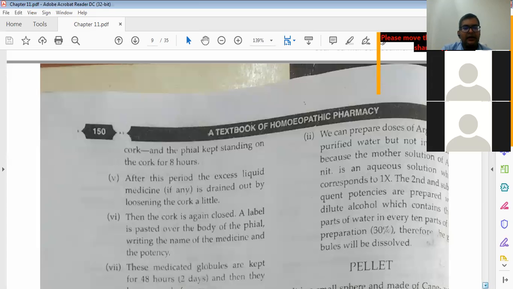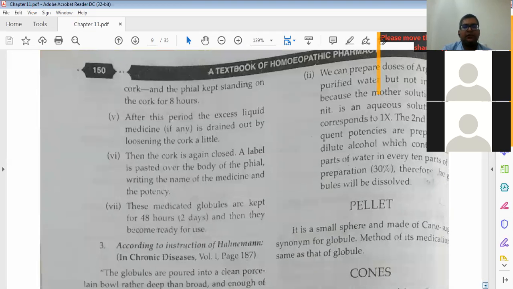After this period, the excess liquid is drained out by loosening the cork a little. After that you just loosen the cork and keep it out. Then the cork is closed again. A label is passed over the body of the vial, writing the name of the medicine and the potency. So that is the process of medication.